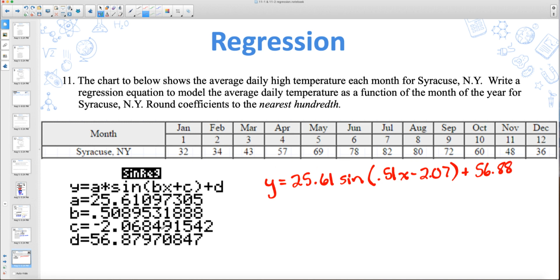Okay, so at this point we're done with regression. It was a very short little topic. And that's it. We're going to move on.